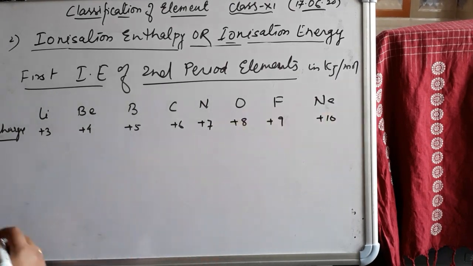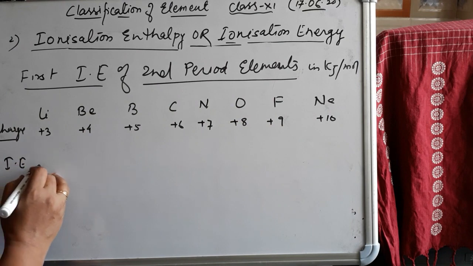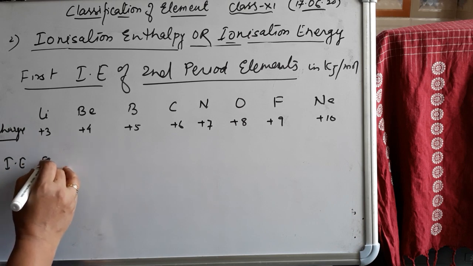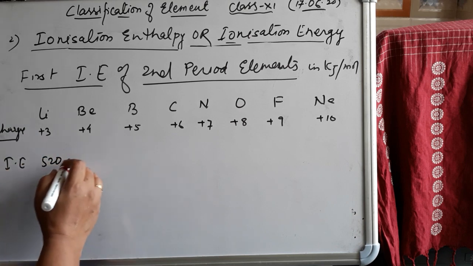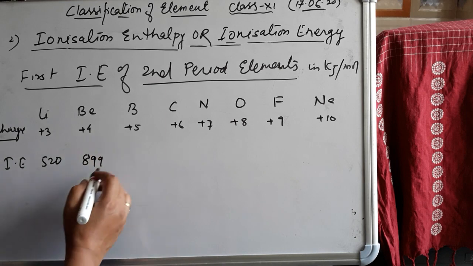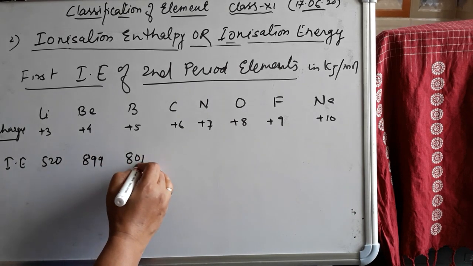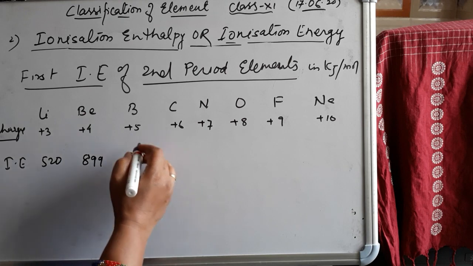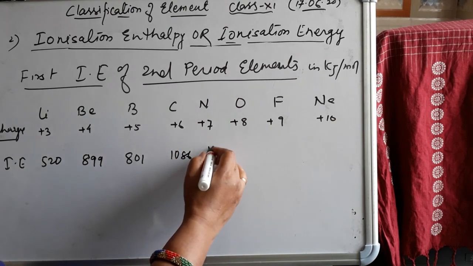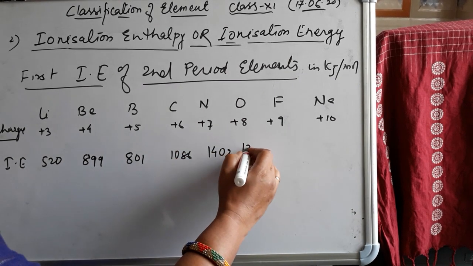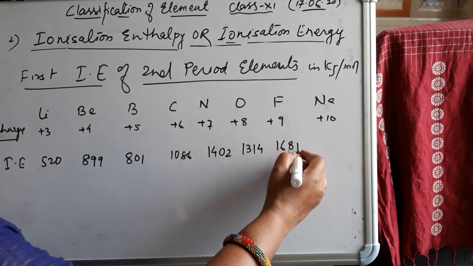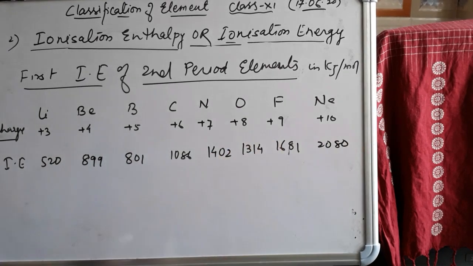and 10 protons. And the first enthalpy, if we want to remove one electron, we will provide 520 kilojoule per mole, and 899 when an electron is removed from beryllium, and 801 kilojoule per mole energy is provided to remove the electron from boron, then 1086, 1402, 1314, 1681, and the highest is neon.